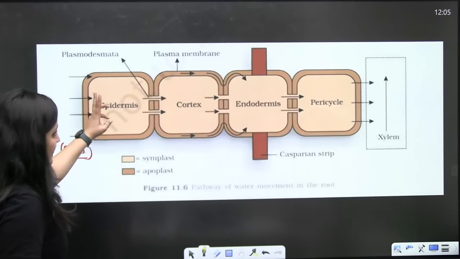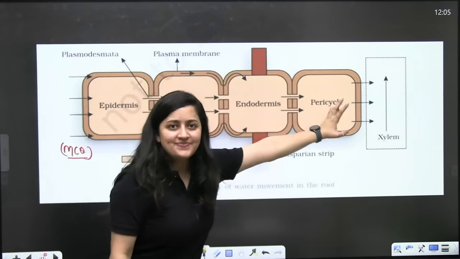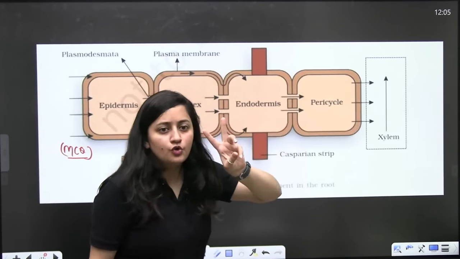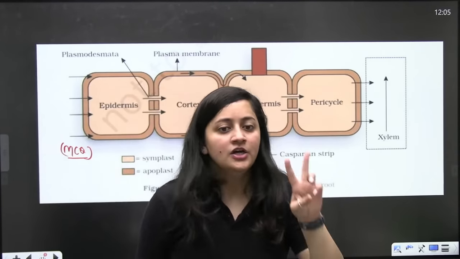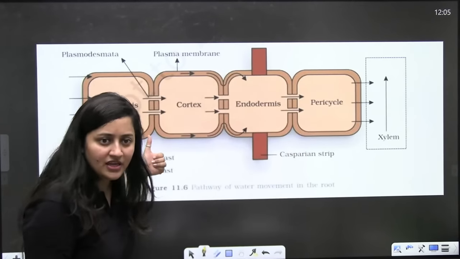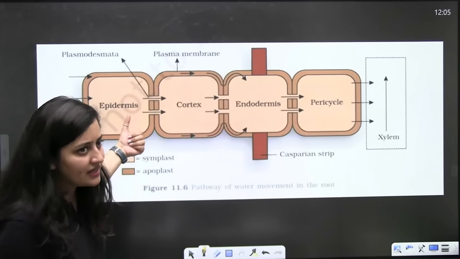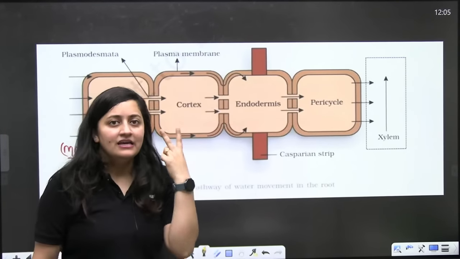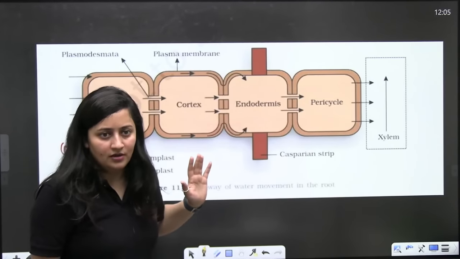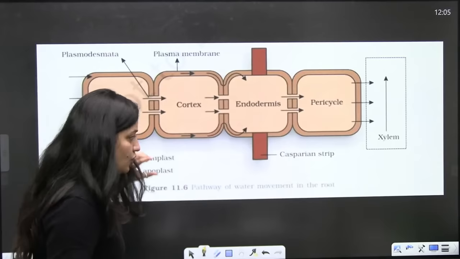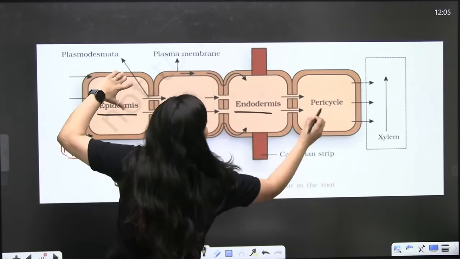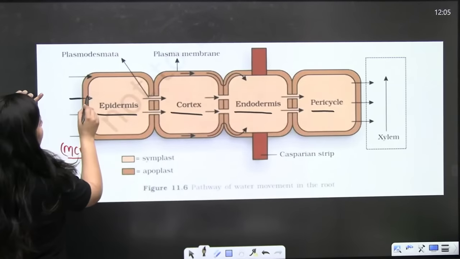So here you can see epidermis, cortex, endodermis, pericycle. Outermost, epidermis, cortex, endodermis, pericycle. Two types of concepts can come from this part. One is from the diagram, they can ask you a question. And secondly, they can just ask you the flow of water movement. This is what they can ask. So just focus here. The epidermis, cortex, endodermis, pericycle.